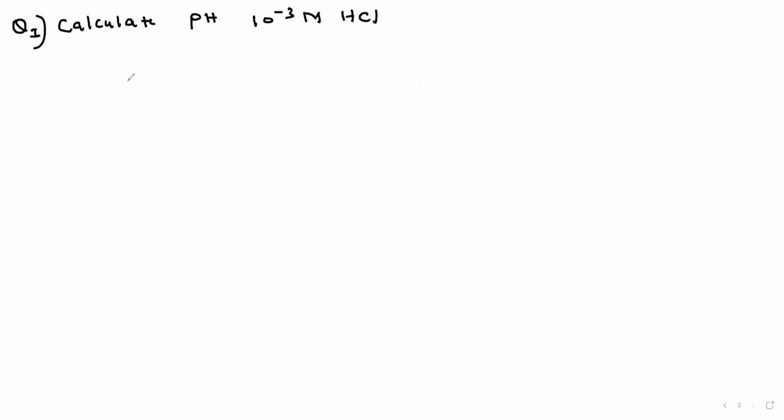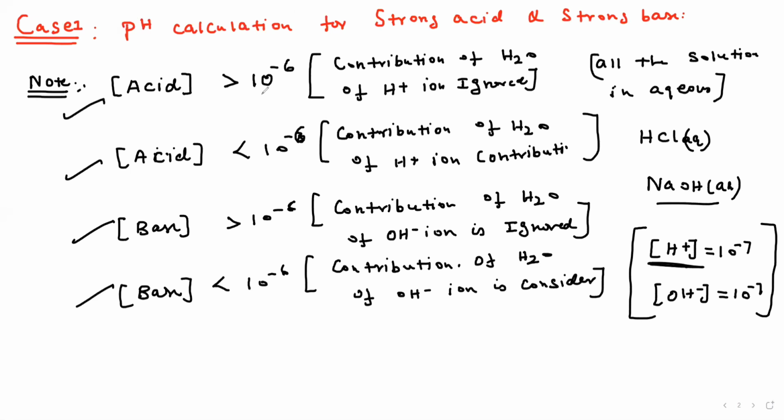Now see, what is the concentration of H plus here? Here 10 power minus 3 molar HCl. Now tell me, this acid concentration should be greater than 10 power minus 6, yes or no? Compare 10 power minus 3 and 10 power minus 6, which is the higher value? 10 power minus 3, right? Now look at the key points. If the concentration is greater than 10 power minus 6, we have to ignore the H plus concentration.